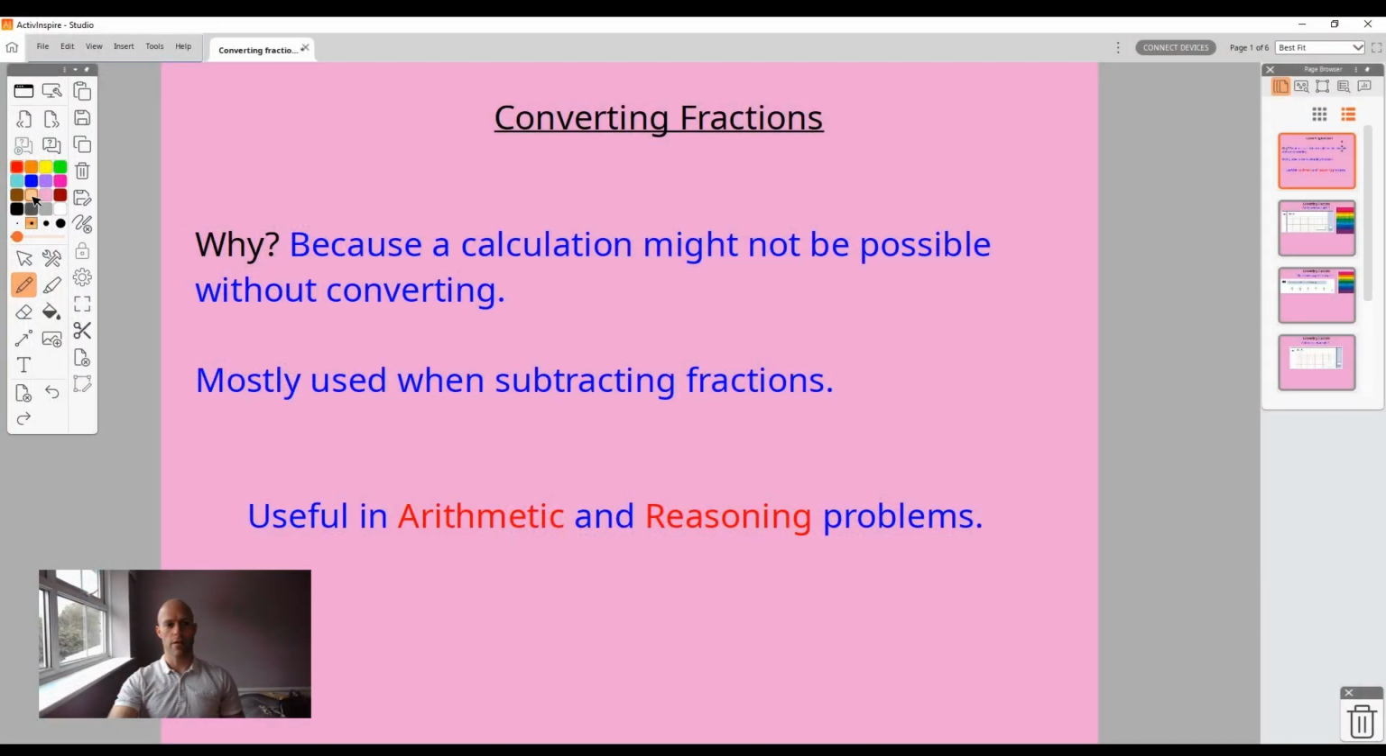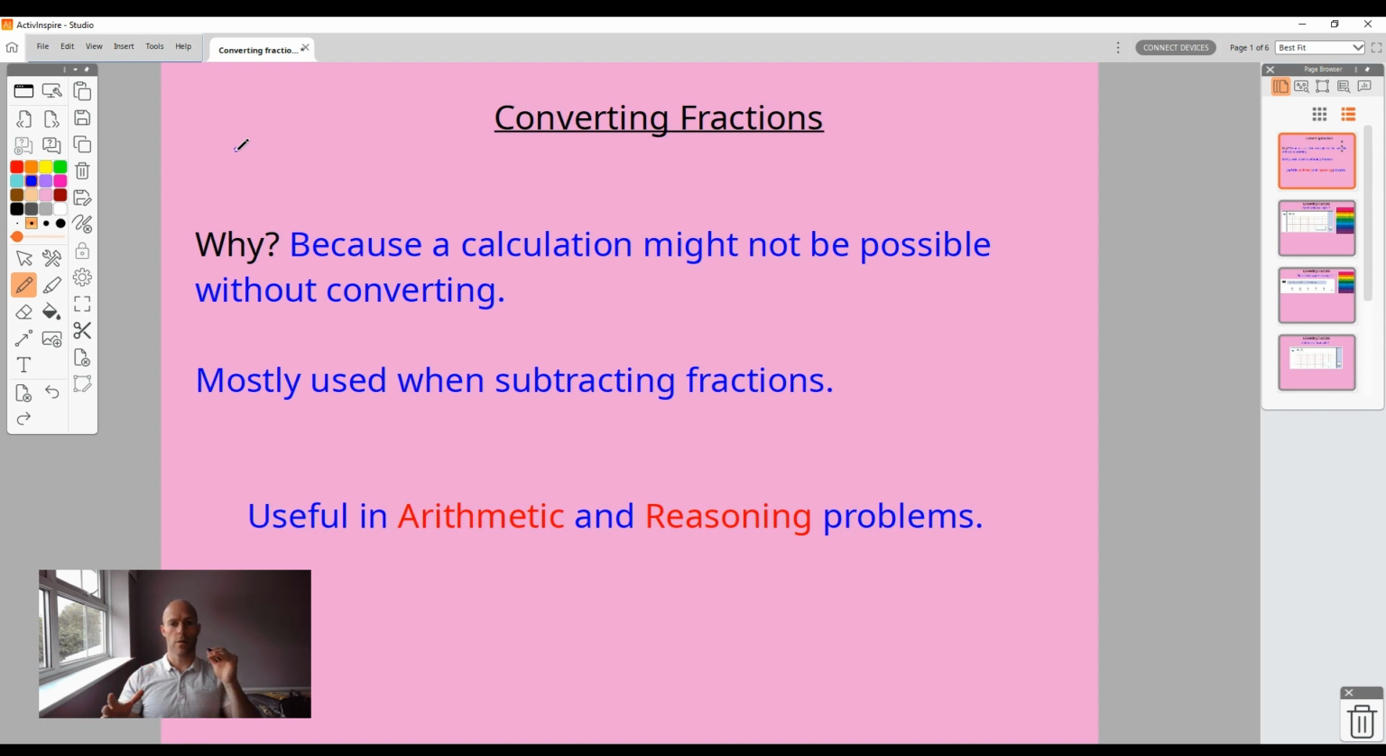I've realised that converting fractions is an important thing to talk about, especially converting improper fractions to mixed numbers or mixed numbers to improper fractions. I'll explain what all those things are if you don't know. And as you can see on the screen, there are lots of different applications for this method. We need it because a calculation might not be possible without converting.